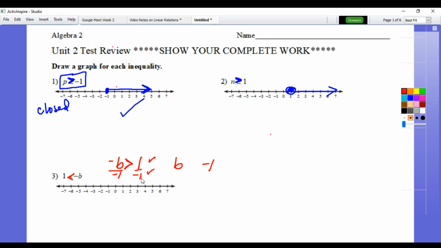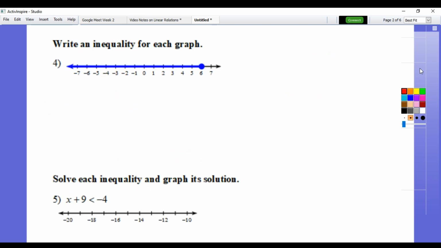But since we're dividing by a negative, what happens to our inequality? It will flip over. So now I have an open statement here. So this will be open, and the variable is on the left. And where is our inequality pointing? It's pointing to the left, so we go to the left there. Okay, there you go. Keep going.